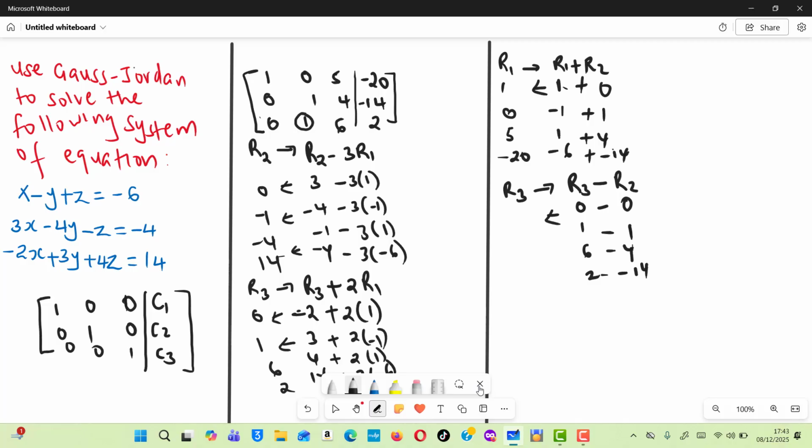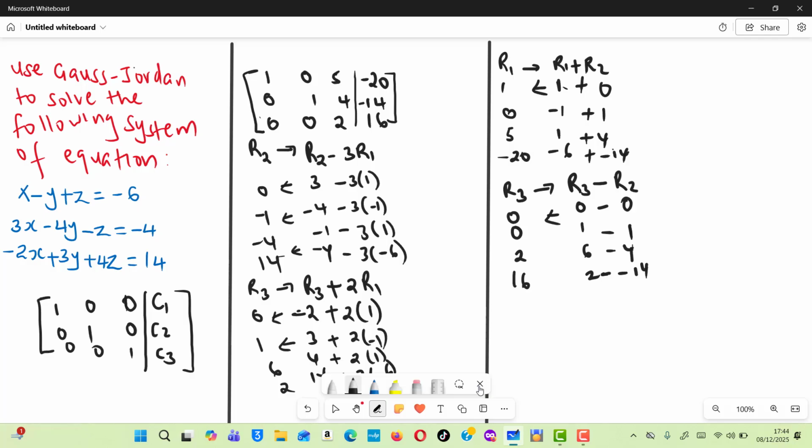If we subtract those, we get 0 minus 0 will be 0. 1 minus 1 will be 0. 6 minus 4 will be 2. And then 2 minus 14 will be 2 plus 14, which is 16. So we shall again remove row 2 and replace it with these values. Our new values are 0, 0, 2, and then 16.